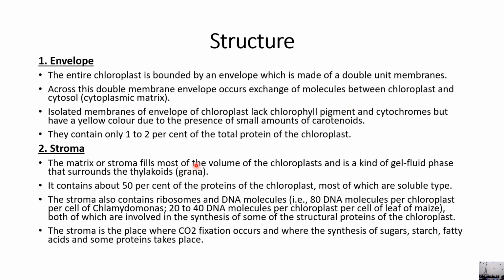In the case of the stroma, the matrix of the stroma fills most of the volume of the chloroplast and is a kind of jelly-like fluid phase that surrounds the thylakoids. It contains about 50% of the proteins of the chloroplast, most of which are of the soluble type.